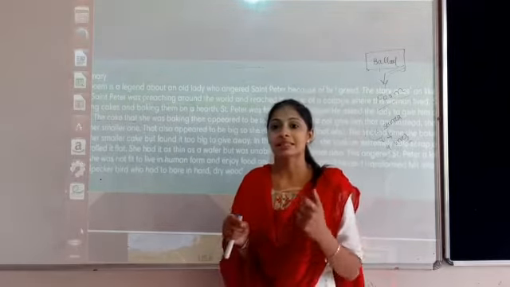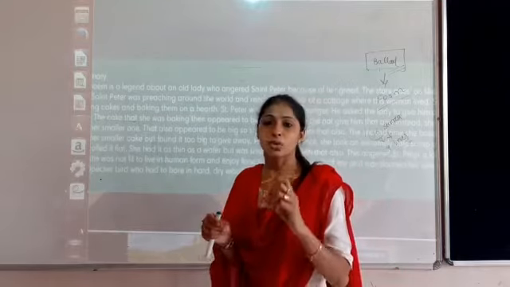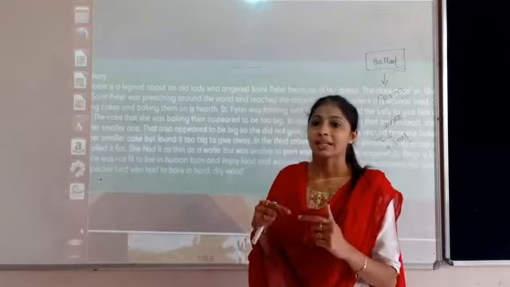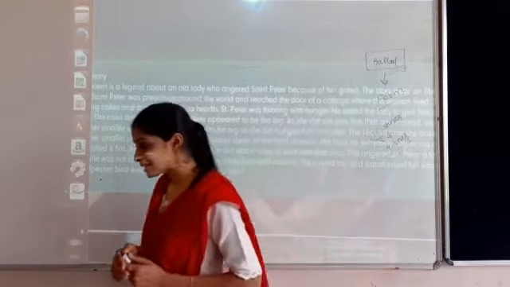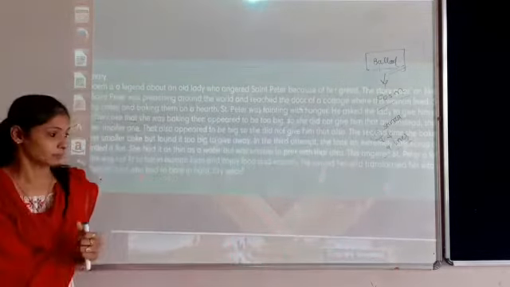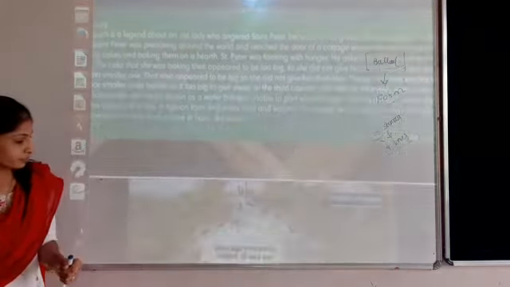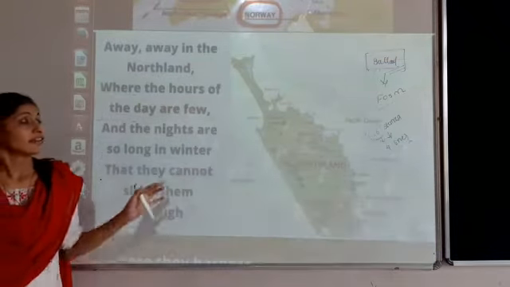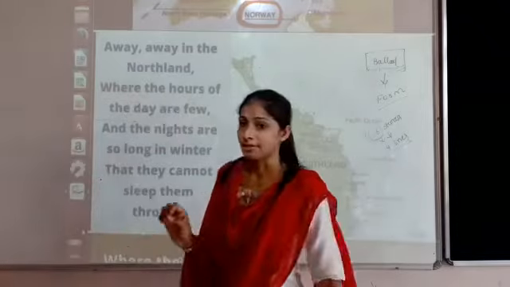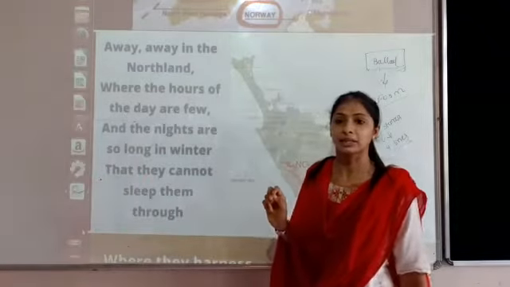So this is, we can say, a small story written in the ballad form of a poem. So now we'll start to read this poem. This is the first stanza. There are 16 stanzas given in this poem.